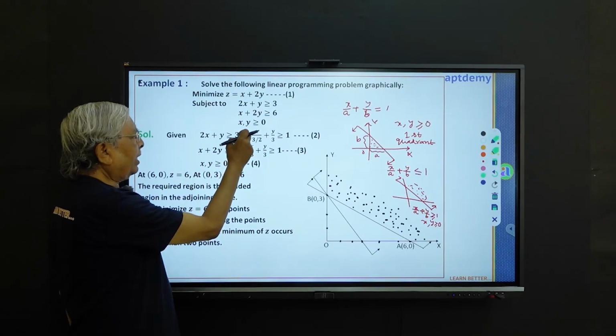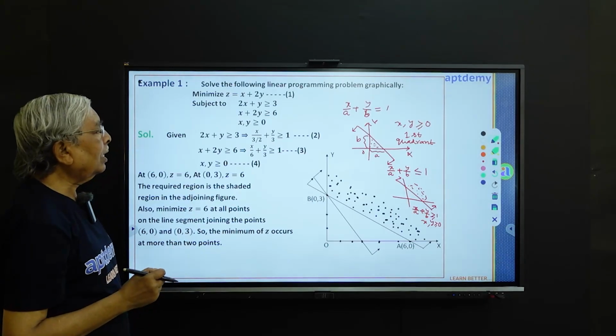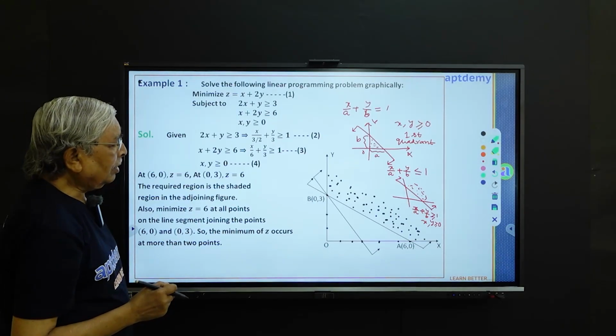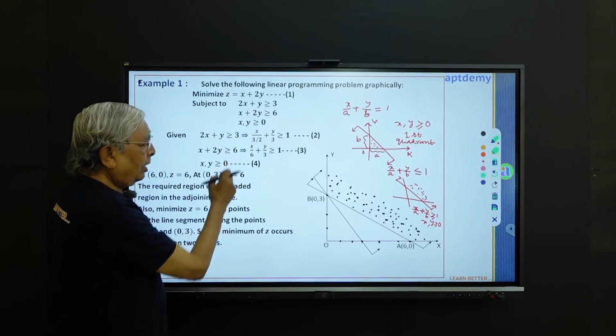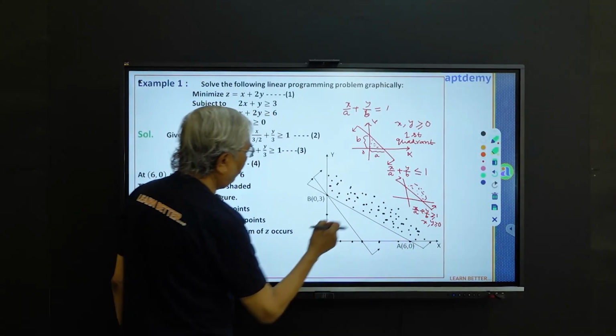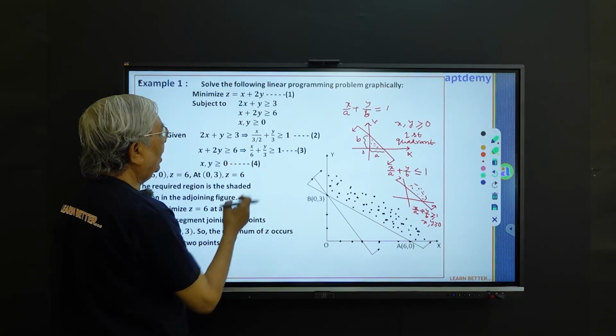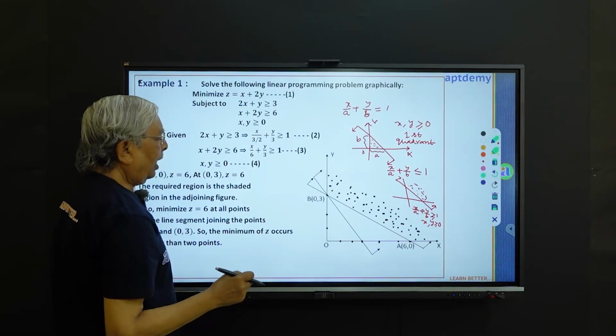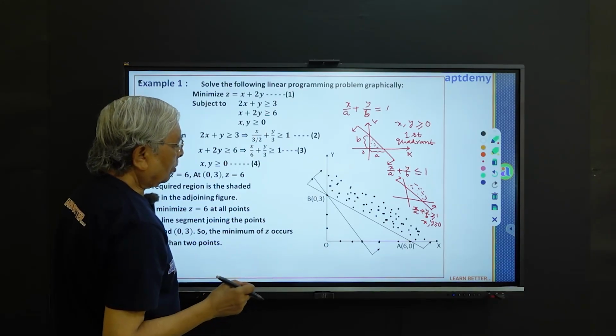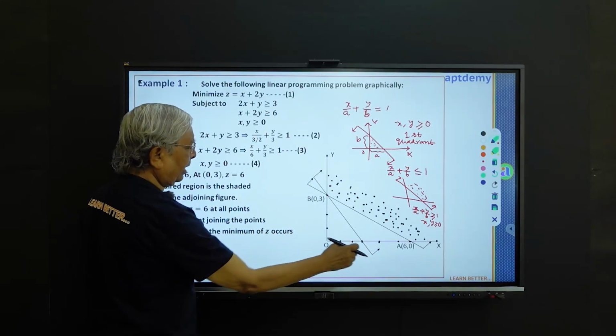So here x by 3 by 2 plus y by 3 greater or equal to 1, and here x by 6 plus y by 3 greater or equal to 1. So this point is (6, 0) and this point is (0, 3), and here also the line passes through the points (3 by 2, 0) and (0, 3). So (3 by 2, 0) and (0, 3), this line.